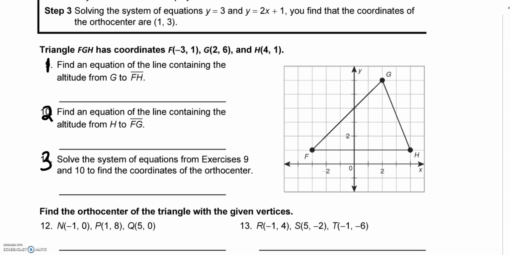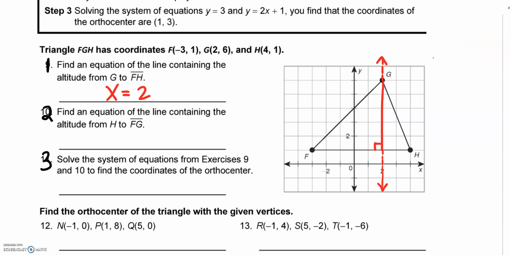So you had to see that if I create an altitude, not only does it go through G, but it also needs to be perpendicular to FH. And the equation of this line is going to be x equals 2. It goes through the x-axis at 2, and every single pair of coordinates within that line is going to contain the coordinates of 2, comma, something, right? So that is the equation.